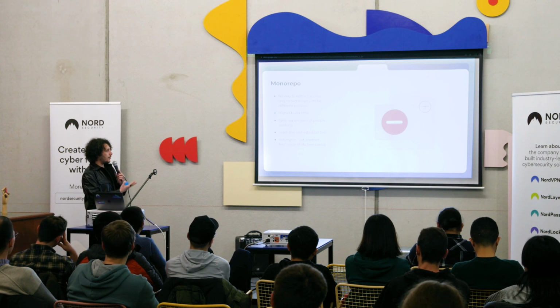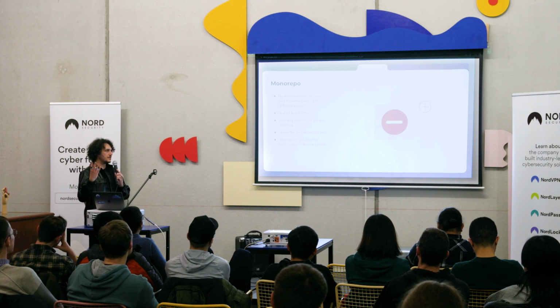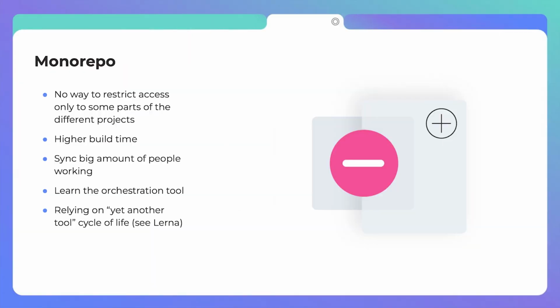And take the example of Lerna: at some point it was no longer managed. Then all these people and all these repositories that were orchestrated by Lerna had a big problem, right? Your source of orchestration is not maintained anymore. So it's kind of tricky, right? It has pros and cons.